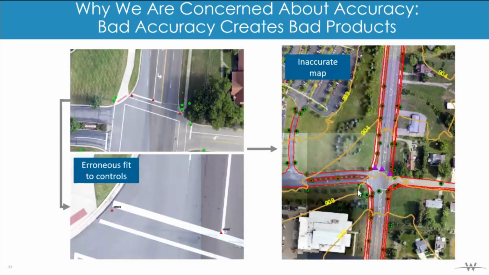If you look at the map on the right, it is a beautiful map. You have nice break lines, road edges, and sidewalks and utilities. But if it's not accurate, it really doesn't mean that much at all. If you require accuracy, for example.